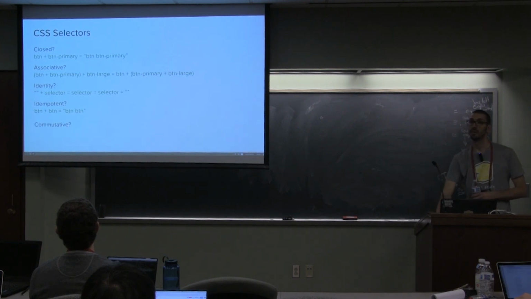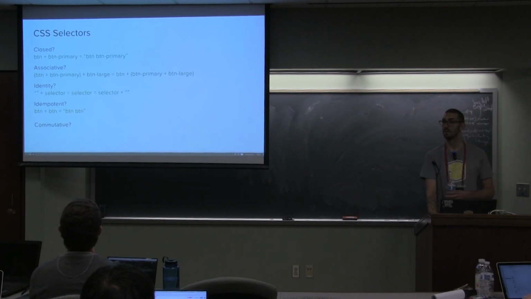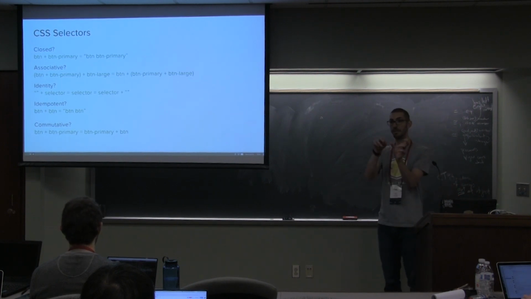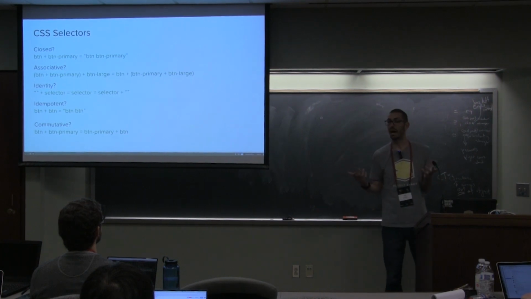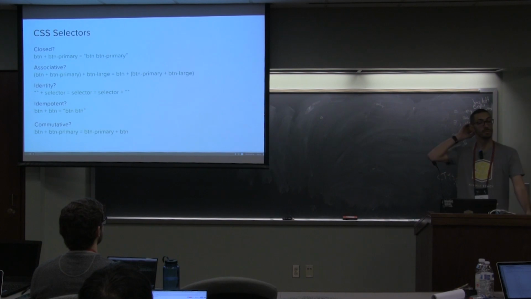So what about commutative? Is it commutative? Do we remember what commutativity is? Yeah, it's commutative. Doesn't matter. So if we have some element with class name button primary, or primary button, it really doesn't matter. The browser's still going to render it the same way, given the same style sheet.